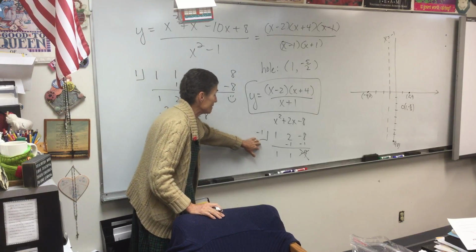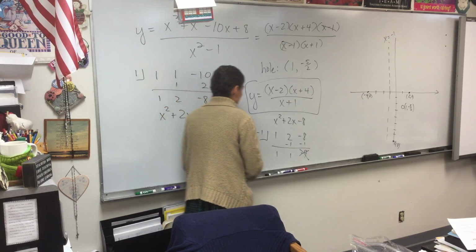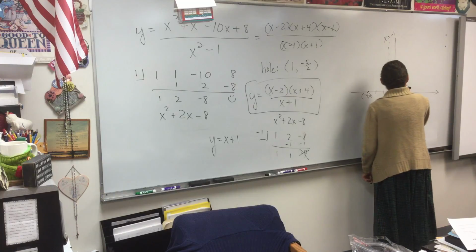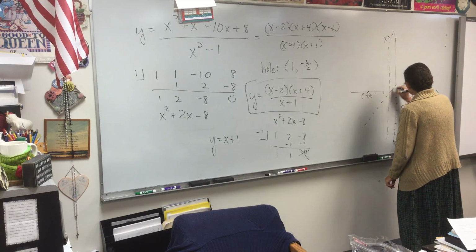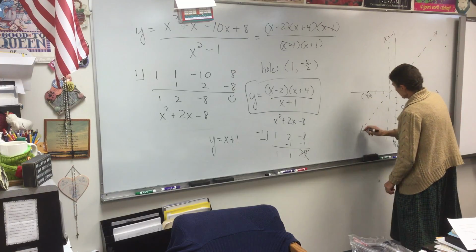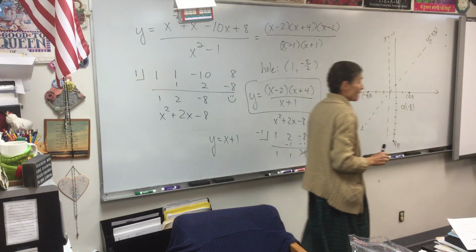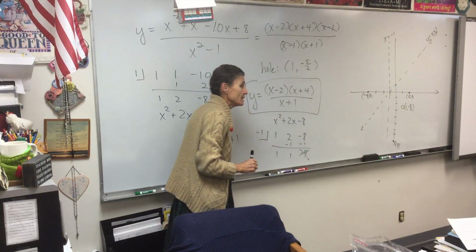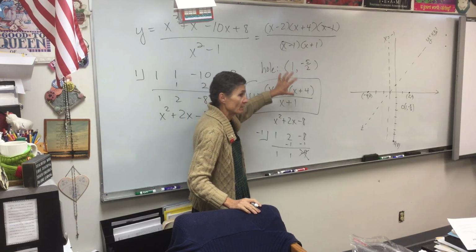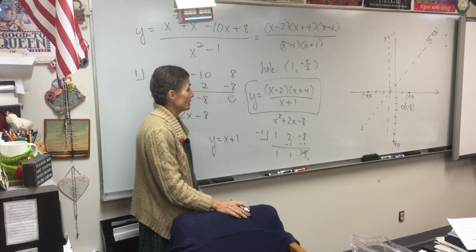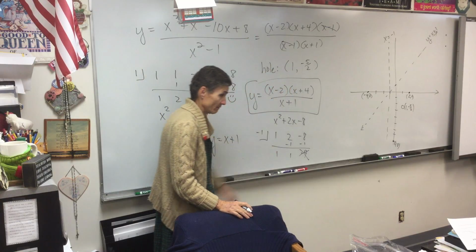What is my end behavior asymptote? Y equals x plus 1, which is a line whose intercept is 1 with a slope of 1. So there it is, y equals x plus 1. That's my end behavior asymptote. And I got it from doing the division of the problem in its reduced form. After I factored and canceled, what was left is what I divide.